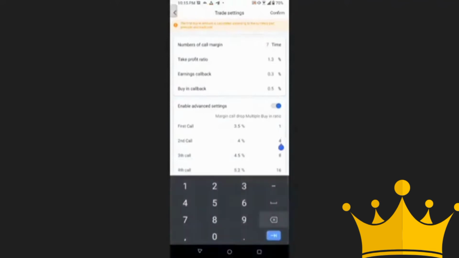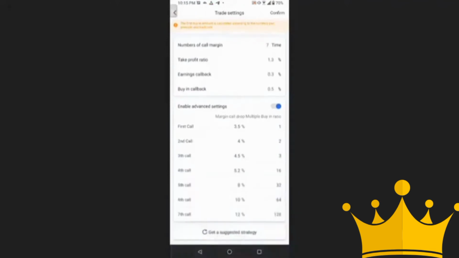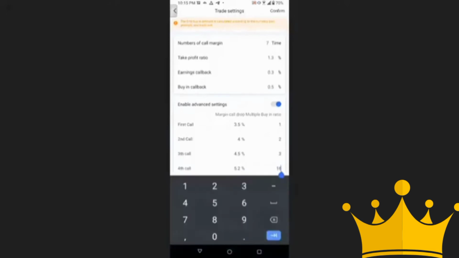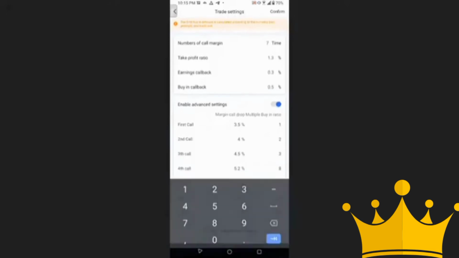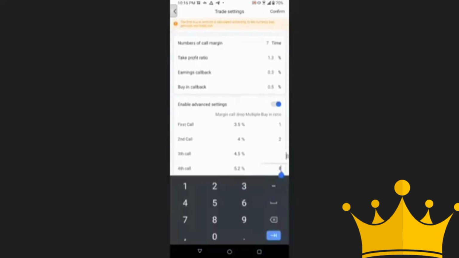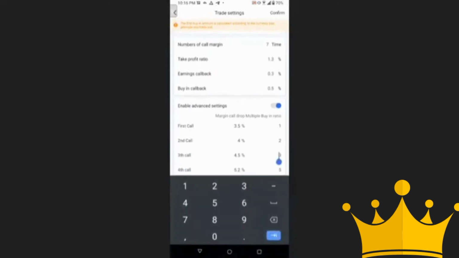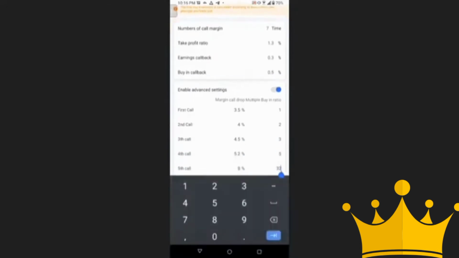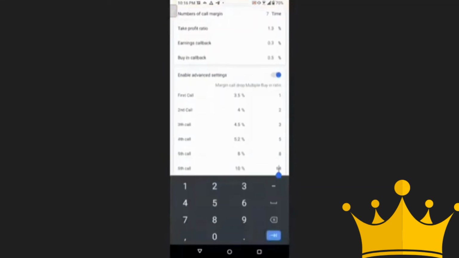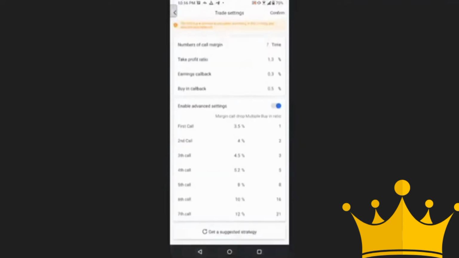So I put here 1, 2, 3, 5, 5, 8, 16, and this is 21. Okay, so I put like that.